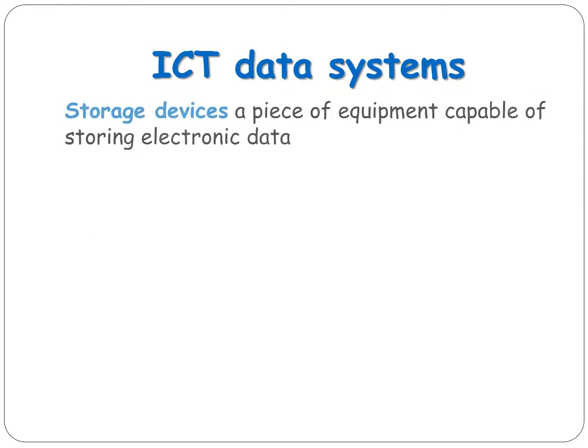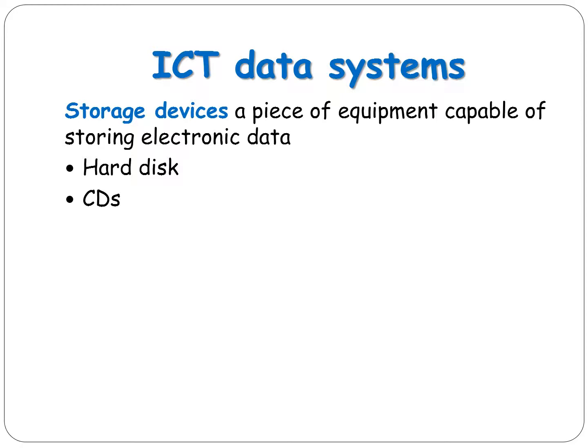The last part of this section looks at storage devices, and a storage device is a piece of equipment which is capable of storing electronic data. So if you have a think now about the different devices that allow you to store some of your work, here's some of the answers. A hard disk. So all computers have a hard disk, which is capable of storing all the data that we produce, work and things like that.